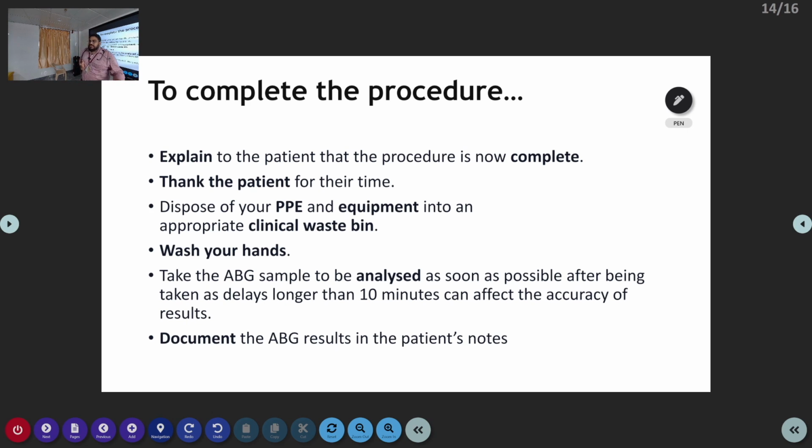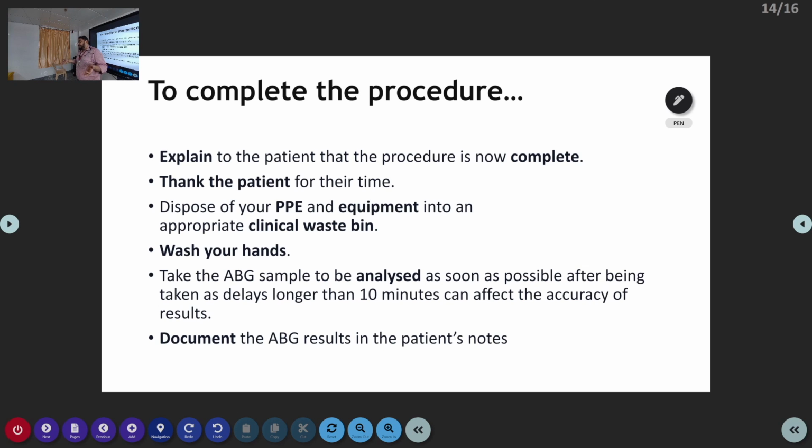The next important thing is that you have gathered all the equipment, explained the procedure to the patient, confirmed the patient's identity, made the patient comfortable, confirmed that the patient doesn't have any allergy to lidocaine, checked for any contraindications, and also performed the modified Allen's test, and you confirm that this patient can be taken for an ABG.